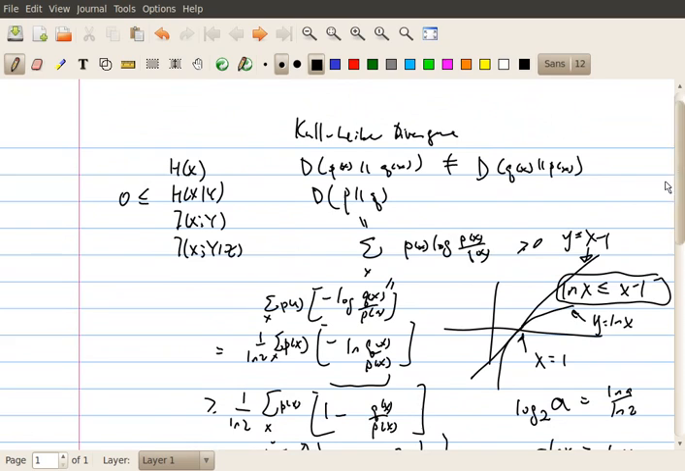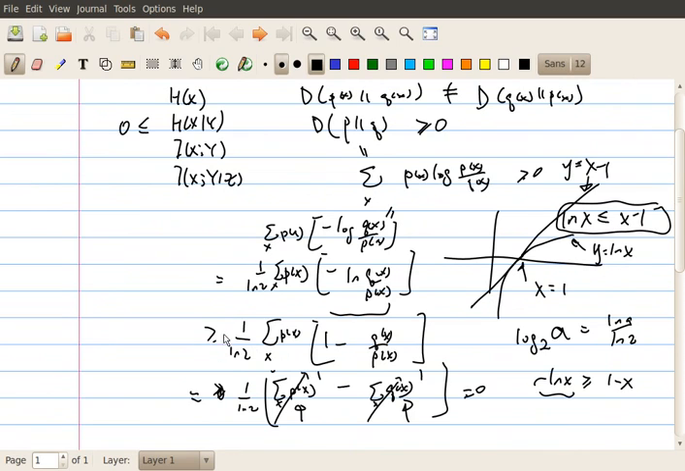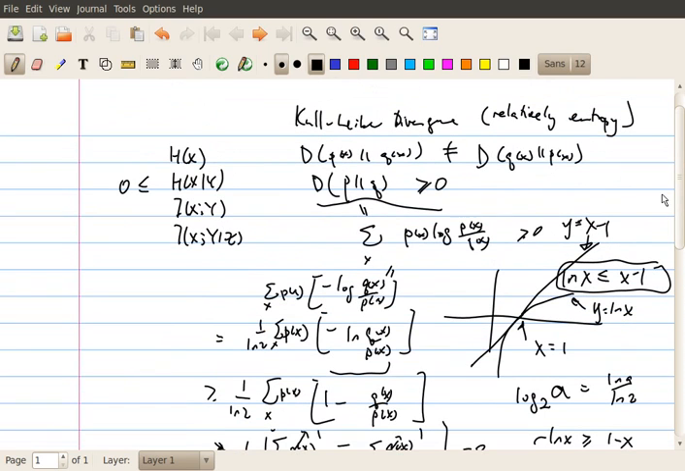So what I just showed is that the Kullback-Leibler divergence, also known as the relative entropy between P and Q, is always bigger than or equal to 0. And we see that this holds as an equality only when minus log Qx over Px is equal to 1 minus Qx over Px. And we know that this equality only holds at the point where Qx over Px is equal to 1. That means that these two distributions are identical. So therefore D(P||Q) is always bigger than or equal to 0, and D(P||Q) is equal to 0 if and only if Px is equal to Qx.